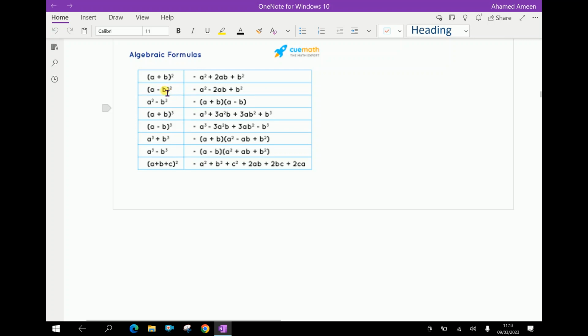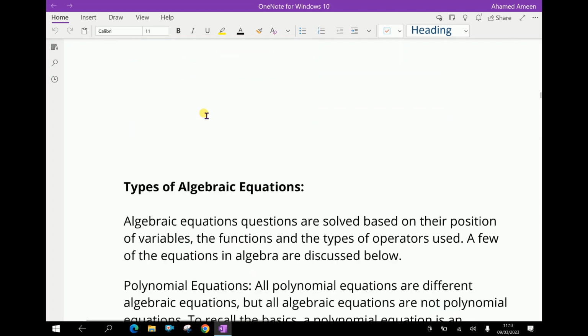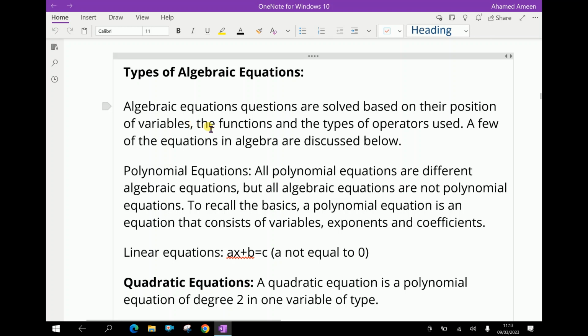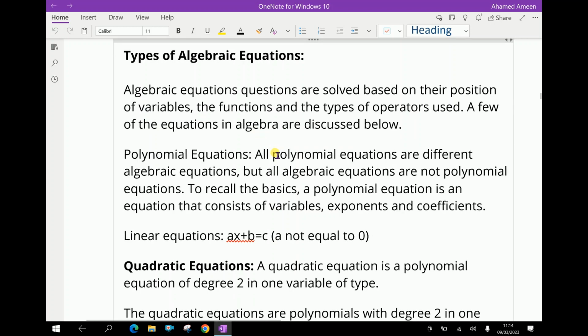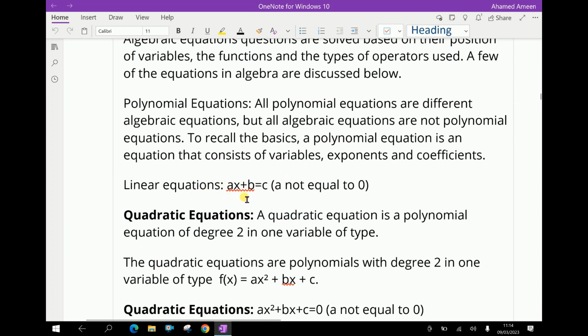Here, algebraic formulas or identities. Suppose here a binomial expression, a plus b whole square equal to a square plus 2ab plus b square. Everybody knows. Like this, a lot of expressions we can do with algebraic formulas. Types of algebraic equations. Algebraic equations are solved based on the position of variables, their function and the types of operations used. A few of the equations in algebra are discussed here. Now, linear equation is ax plus b equal to c. We can solve the value of x here.